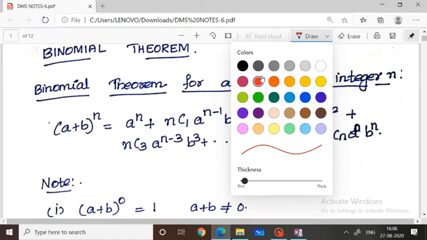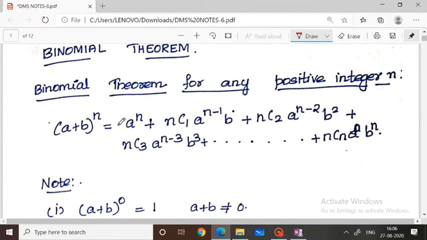Here, a raised to n means the first term denotes nC0. It is mentioned in this itself that the first term is nC0 a raised to n, b raised to 0. This is the first. In the second step, nC1, nC2, nC3, etc., up to nCn. We have to observe a few things here. The total number of terms in the expansion is 1 more than the index. You have to note that the total number of terms in the expansion is 1 more than the index.